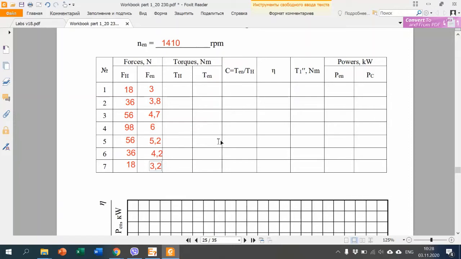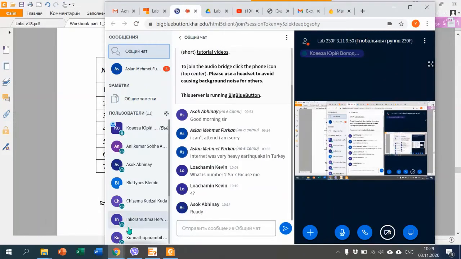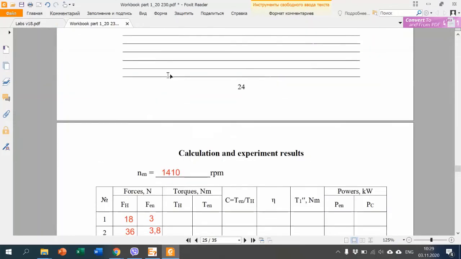Then now we should calculate torques. We know forces, we need to find torques, but pay attention that we need torque in Newton meters, by the way. Okay. Torque is a force times arm. TH and FH, it is a lower arm.